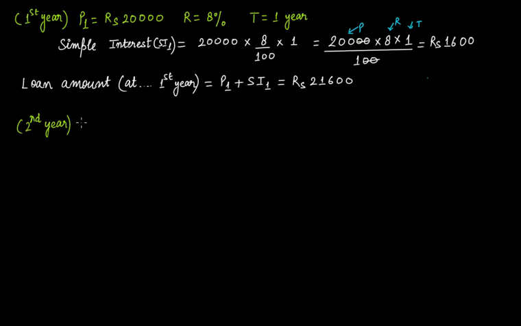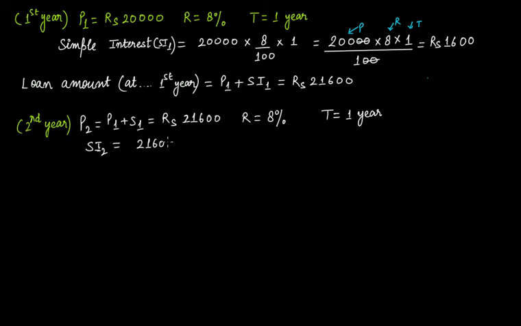Let's say that the principal P2 will be this loan amount, that is principal P1 plus SI1. This is equal to rupees 21,600. Rate will remain the same and the period will remain the same, 1 year. Again the interest that you will calculate is simple interest. Let's name it SI2. This will be equal to 21,600 multiplied by 8 multiplied by 1 and divided by 100.